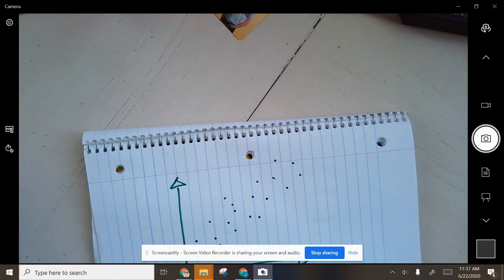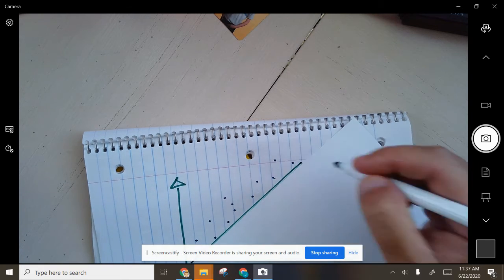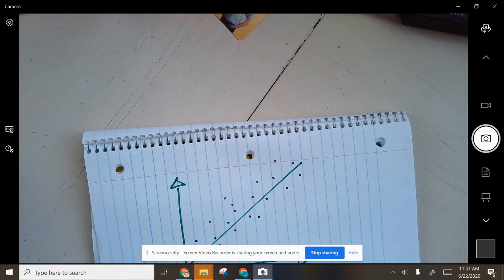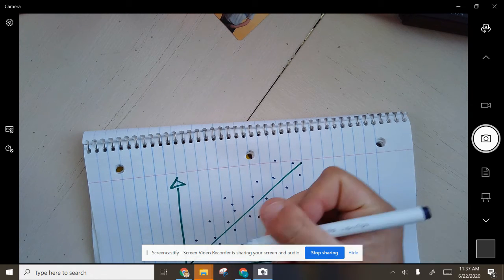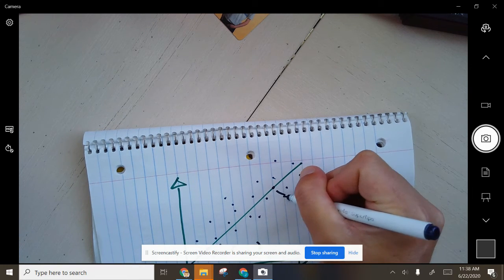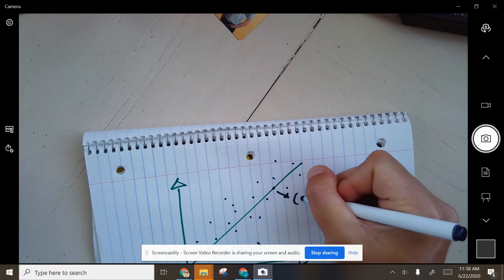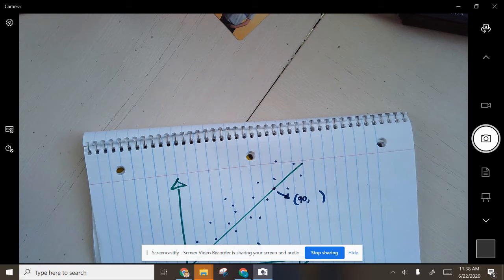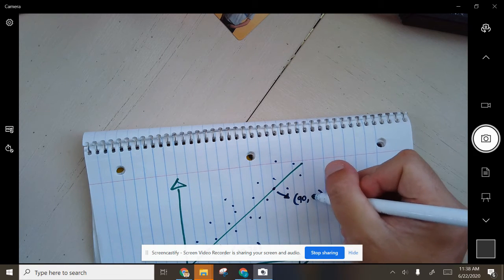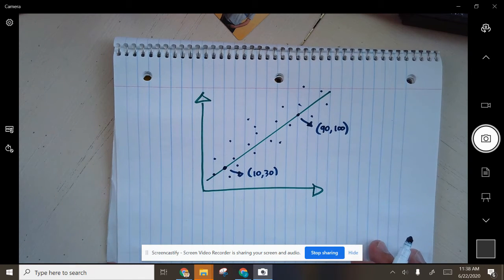Okay, and I know it's not very clean, but let's just say I drew a straight line through it. And let's just say along the straight line there actually was maybe a point here and a point here. And there's going to be a question later that might give you these points. So what if I said this was over 10, up 30, and this would be over 90, up 100. All right. And let me make that clear for you guys.